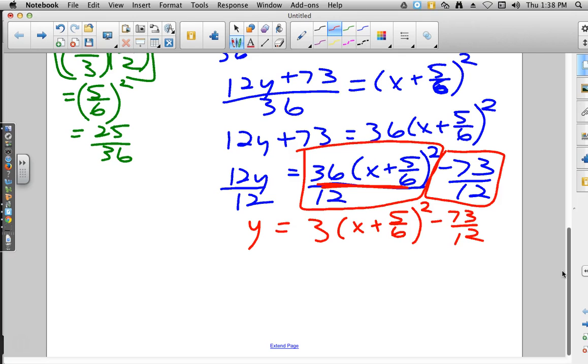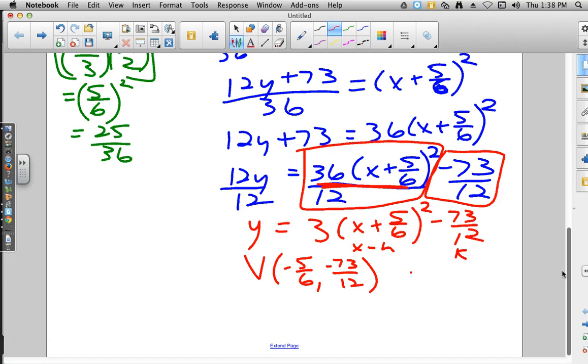All right, so that is a good one. And now what we want to do is go ahead and recognize the pieces that they asked us to recognize. So in that group of problems, it said, find the vertex and the axis of the graph of the function. Rewrite it in vertex form. We have it in vertex form. So our vertex, remember this is x minus h, is going to be negative 5/6, and then k is in the back, negative 73/12.